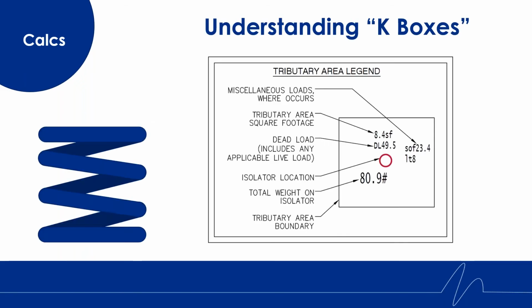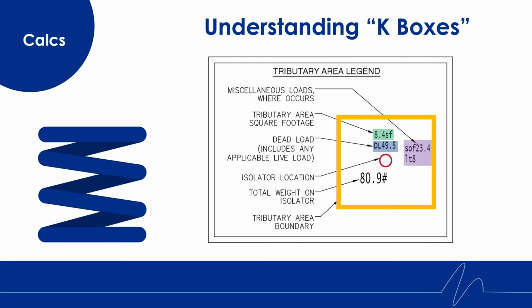If you have seen our submittals before, you should be familiar with this legend and information. The red circle in the middle represents the isolator location. The yellow highlight rectangle around represents the tributary area. This represents the surface of ceiling that this hanger will support, which is being represented by 8.4 square feet. The number highlighted in blue is the dead load value. This is the makeup of the ceiling times the square foot of the tributary area.